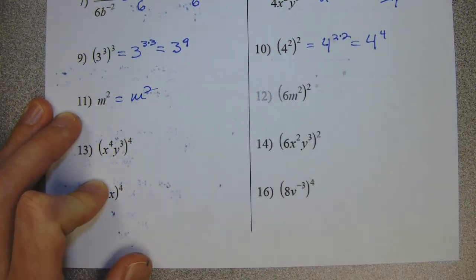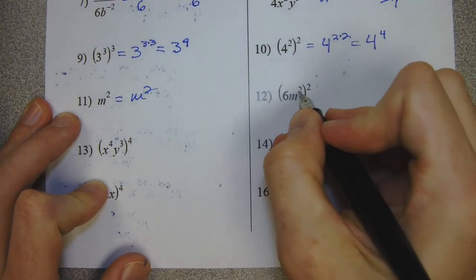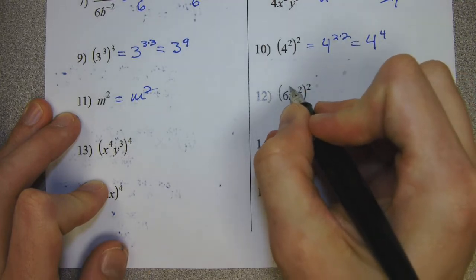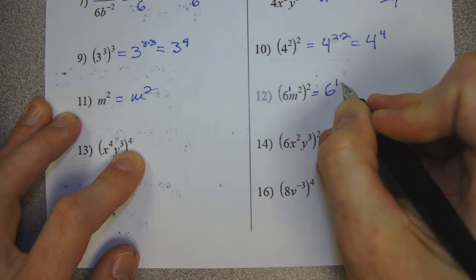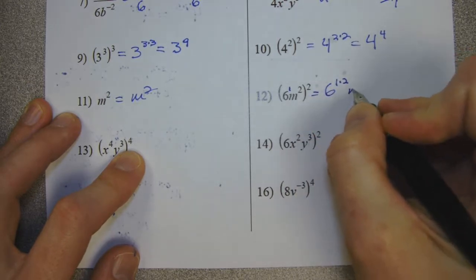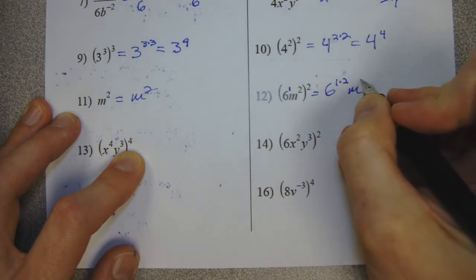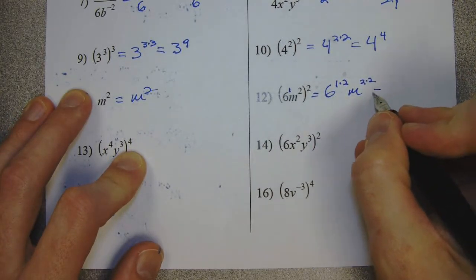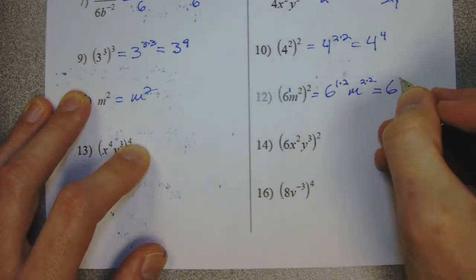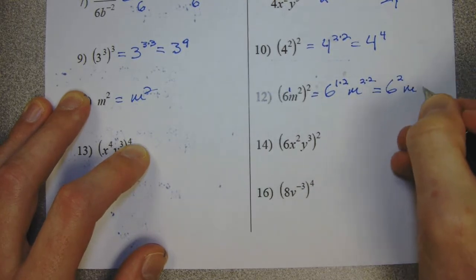All right, well, let's try number 12. Again, this 2 only applies to the m, so that means the 6 has a power of 1. So as we start multiplying, I've got 6 to the first multiplied by 2. And then we'll multiply that by m to the second, and that power of 2 also multiplied by 2. So that gives us 6 to the second, m to the fourth.